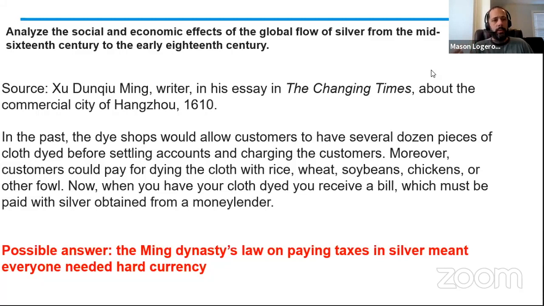They need silver coins. And so now you see less of a bartering type of economy, where even if you went to the store, you used to be able to pay with, well, you can see there, rice, wheat, soybeans, chickens, whatever. But now customers are being expected to pay in hard currency and silver coin. So that's definitely a social effect of the global flow of silver. So notice I identified the historical situation, and then I explained why that's important. I gave the so what of it, and I connected it back to the topic of the prompt. So that's what you need to do for, again, at least 2 documents.